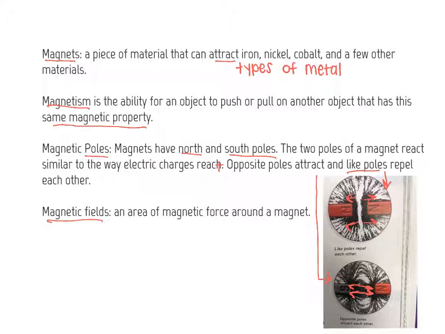A magnetic field is like an invisible force field. Like if you think about The Incredibles and you think about Violet, their daughter, she has that field power. It's kind of invisible. You can kind of see it in the movie, but it's pretty invisible. That's kind of like a magnetic field. With these iron filings, it helps you to see where the magnetic fields are. So the magnetic field is the area of magnetic force around a magnet.